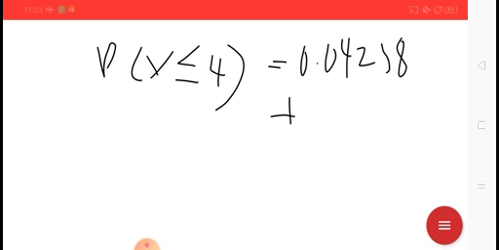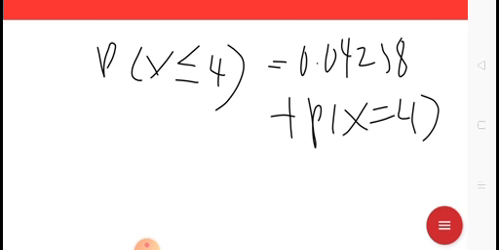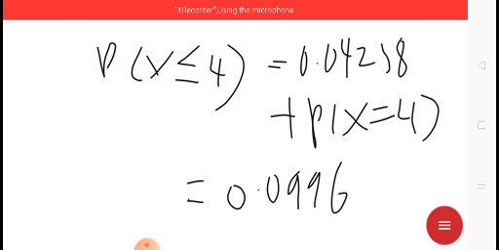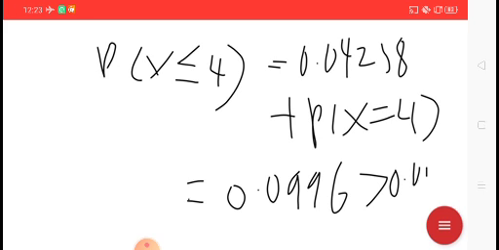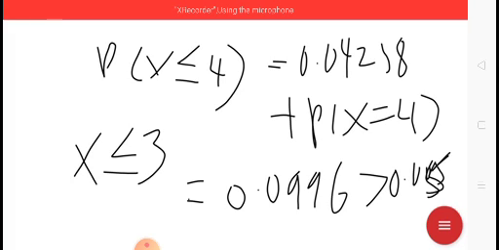And just now we use the 0.04238 plus P(X = 4). Okay, so you should get 0.0996. So this value is larger than 0.05. So this is out of the critical region already. So 4 is no longer in the critical region. So your critical region based on the calculation is x smaller or equal to 3. Your critical region is x smaller or equal to 3.